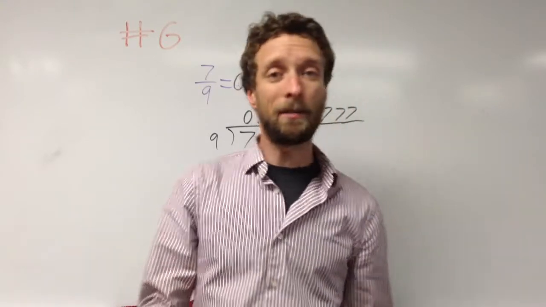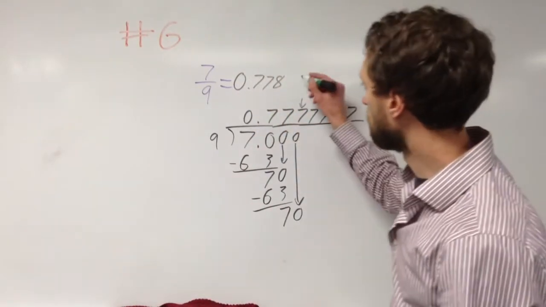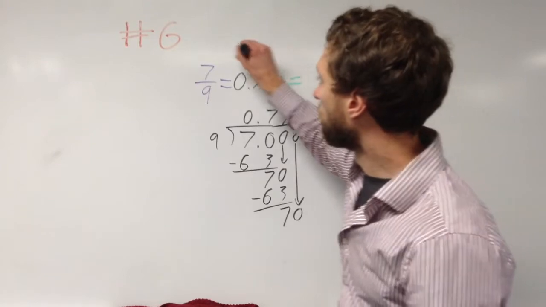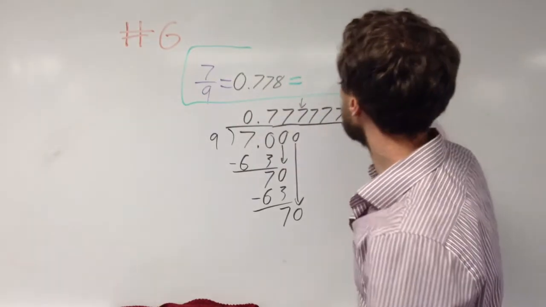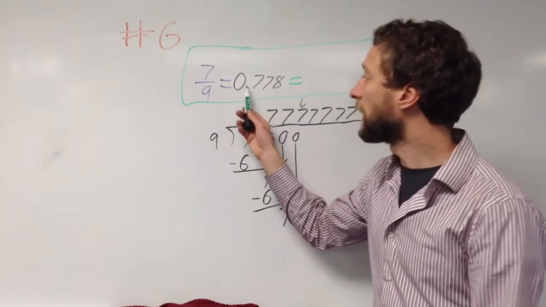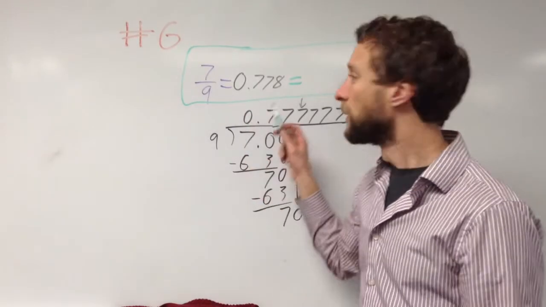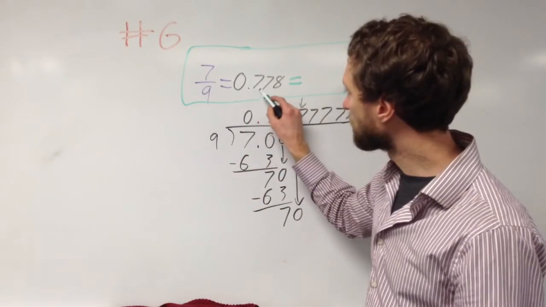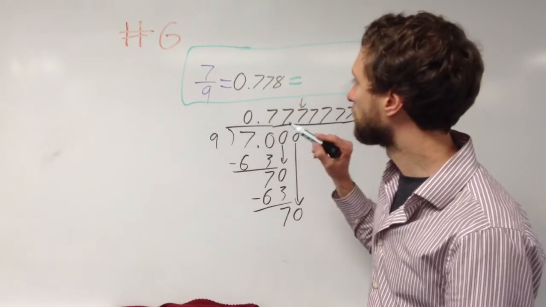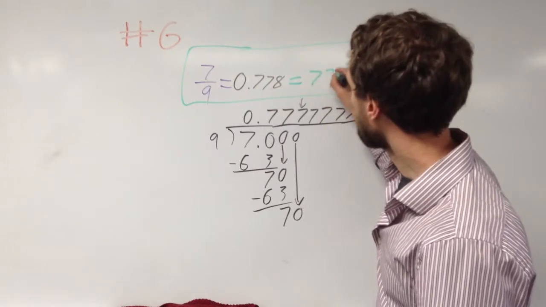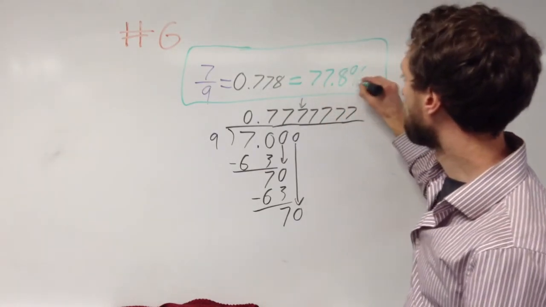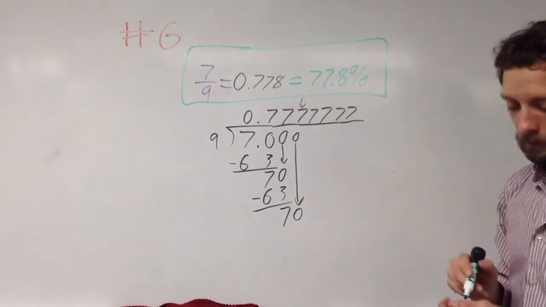Now finally, I want to turn my decimal into a percent. Well, percent means out of 100. So I'm going to look here and multiply this decimal by 100, which is the same as sliding this decimal place over 2 times to that spot. And I get 77.8%.